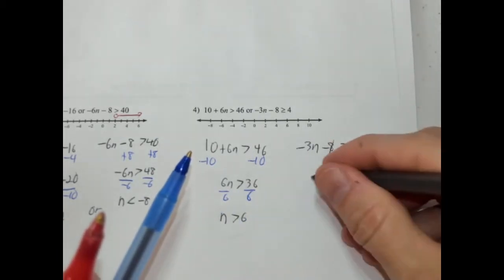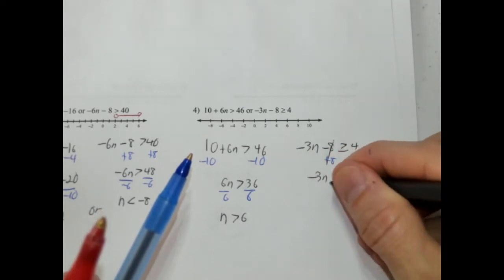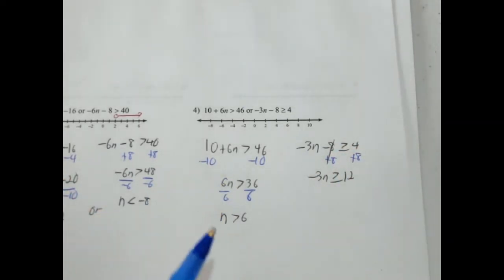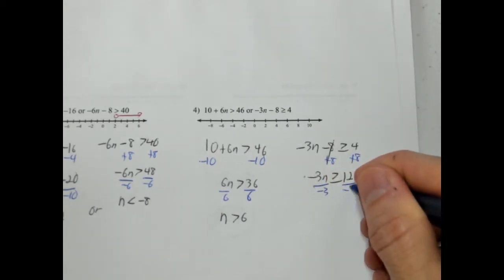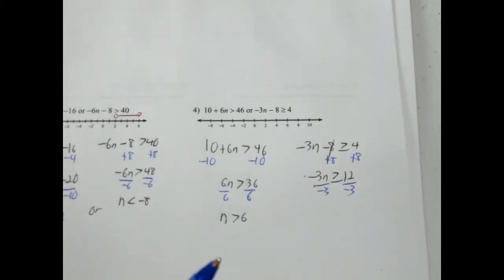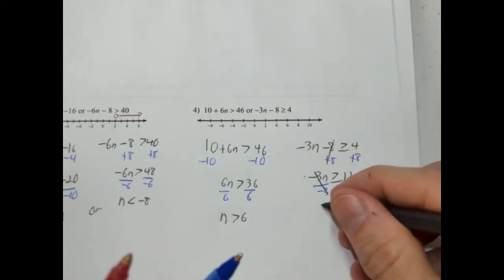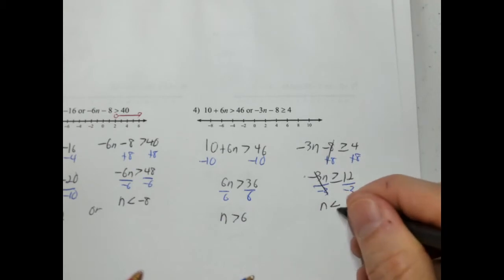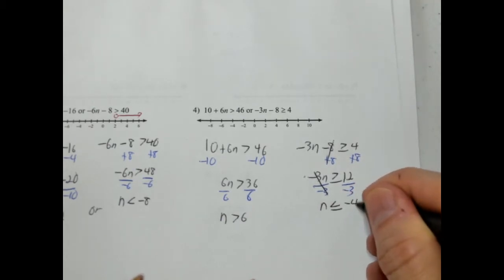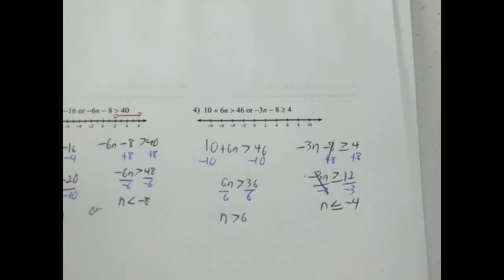And we're going to get negative 3n is greater than or equal to 12. Let's divide both sides by negative 3. And this is going to change direction now because we divide by a negative. So n is less than or equal to negative 4. Alright, that's pretty sweet.